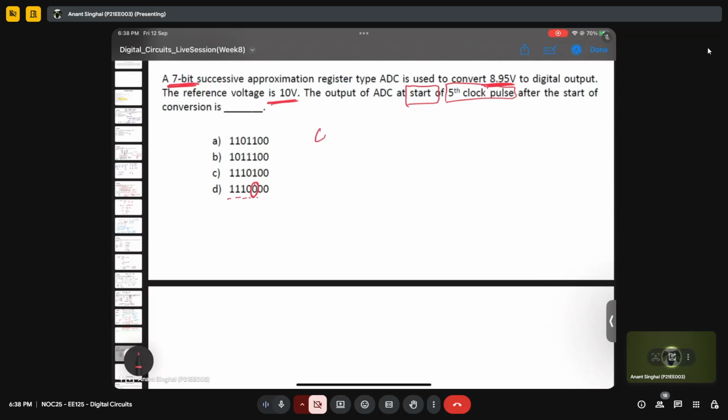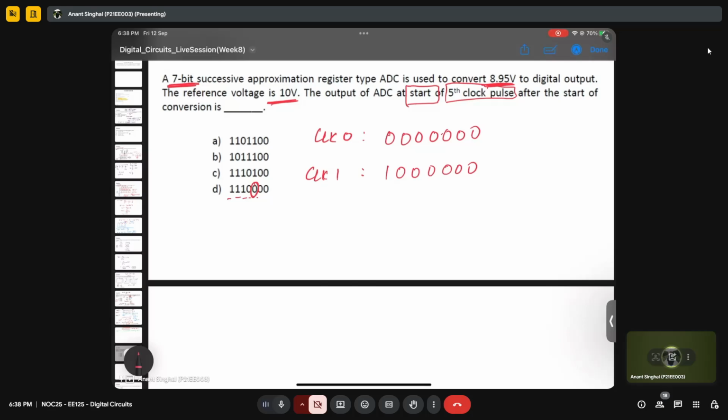So for clock 0, let's say I write again. So this is a 7-bit ADC, 0, 1, 2, 3, 4, 5... Yes. So this is the clock. So let's say I apply clock one now. So it will do this one. It will check now. So what do we have?